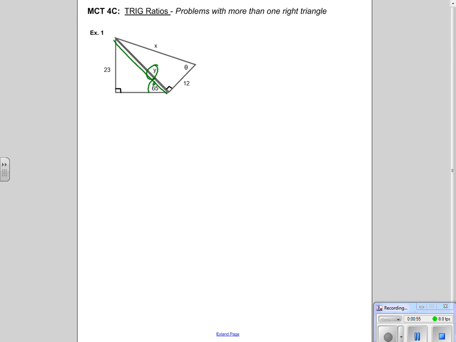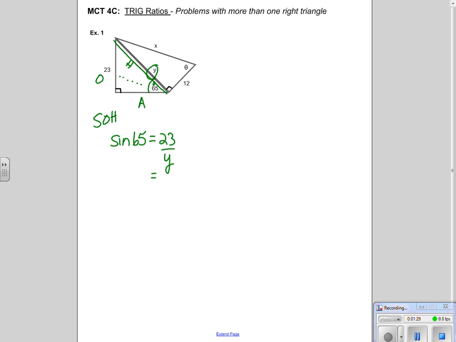So in the bottom triangle, my angle of reference is 65. I'm going to mark this side as hypotenuse, this side as opposite, and this side as adjacent. So from the bottom triangle, I am going to use the ratio opposite over hypotenuse, sine, because I don't care about the adjacent side and I don't know it. So I'm going to use the other two. Sine of 65 degrees equals opposite over hypotenuse, which is 23 over y.